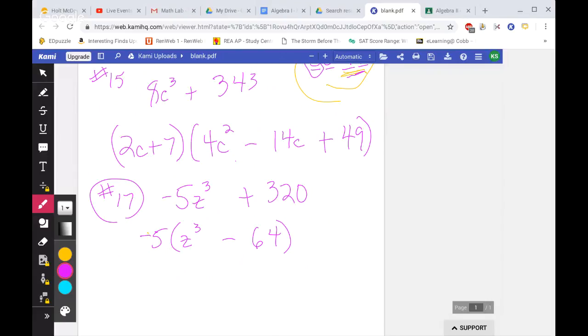So that's the final answer, or do I... No, you're not that lucky, Garrett. Trying to figure out how I could do this further. The z cubed is a perfect cube and 64 is a perfect cube. So it's the difference of two cubes. Is it z and 4? Yes.